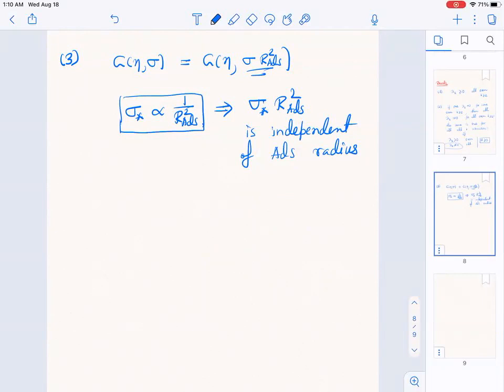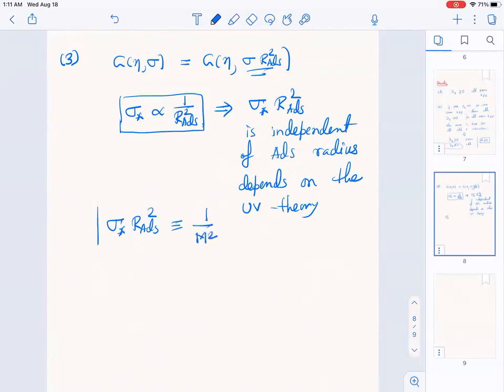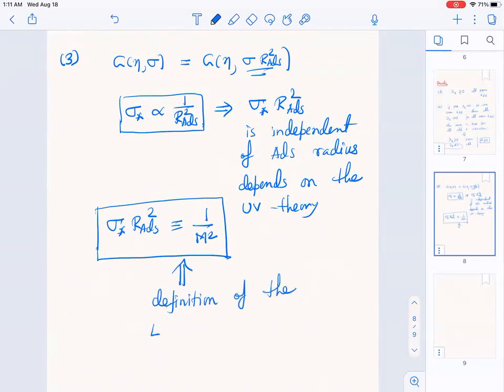So there is some mass scale hiding in this expression. This quantity, sigma star times R_AdS squared, intrinsically depends on the UV theory. As Anindya pointed out, I can define some mass scale from this expression. This M is some mass scale which has information about the UV theory. I'm going to take that as a definition of the EFT cutoff scale.